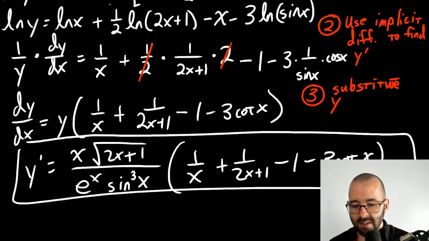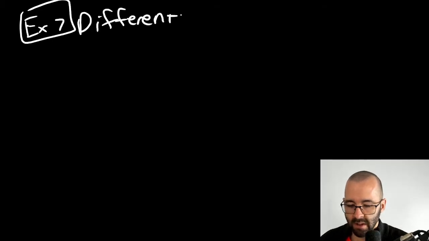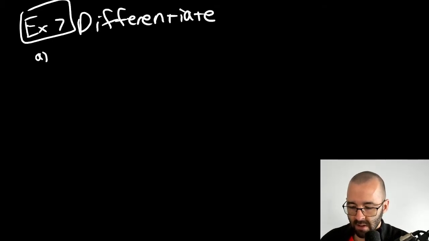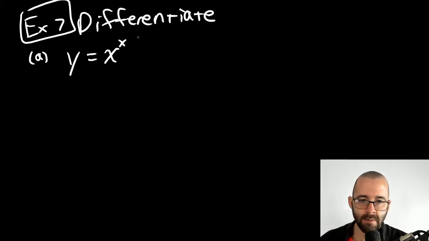So let's see this in action again. Example 7. Differentiate the following. Part A. y equals x to the x. Power rule doesn't work here. It's not a monomial, it's not a power function. It's not an exponential function either. We can't do it that way. There is no tool other than logarithmic differentiation that works to take the derivative of this function.